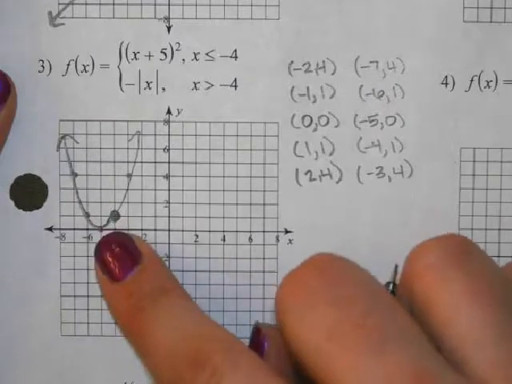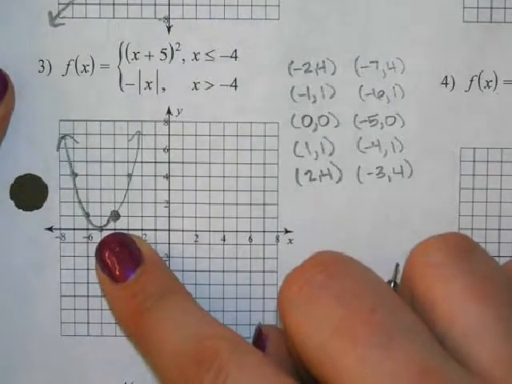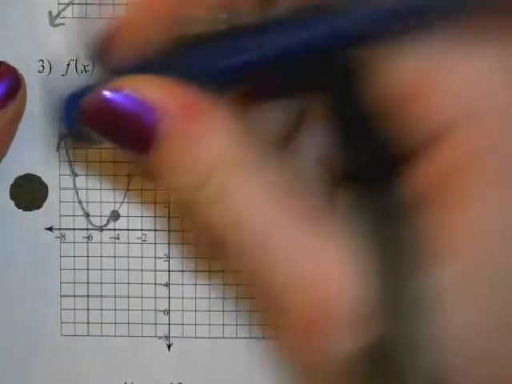Okay, so I made the left side dark. Why did I do that? Because the arrow is pointing to the left. Arrow went left, and then I go ahead and erase the right side.